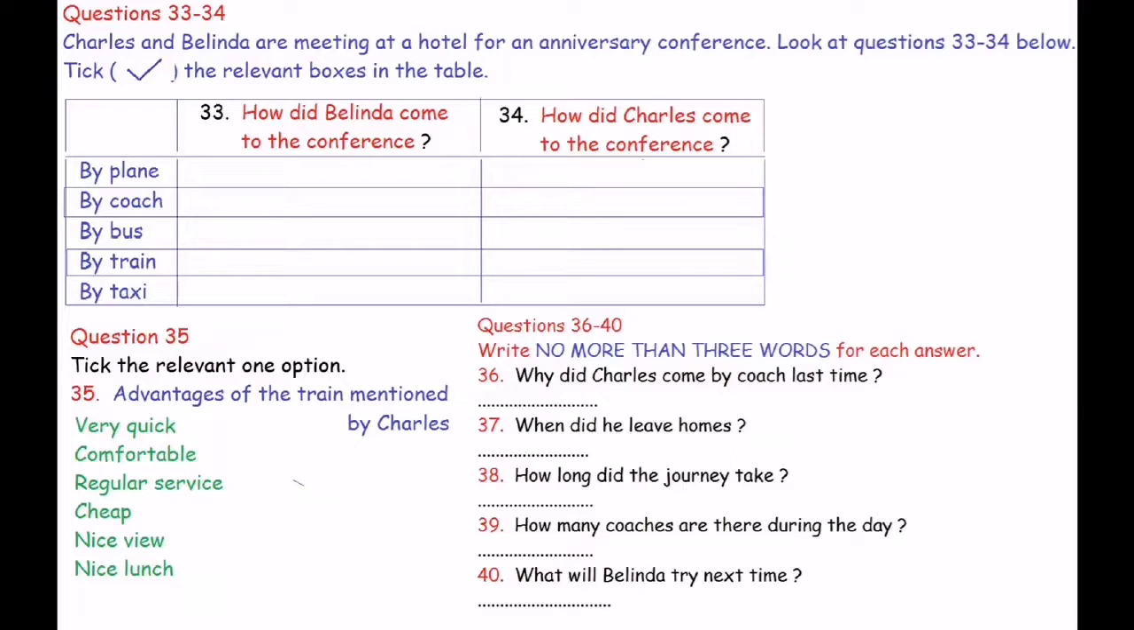Charles and Belinda are meeting in the hotel. They came for the anniversary conference.